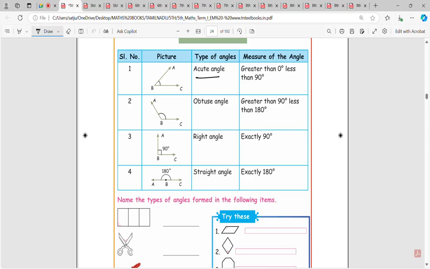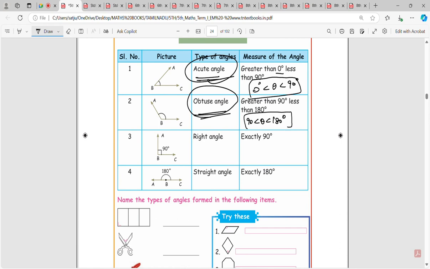Acute angle, obtuse angle. This is very important. Acute angle means greater than 0 and lesser than 90 degree. You can call that an acute angle. What do you mean by the obtuse angle? Obtuse angle becomes greater than 90, lesser than 180.